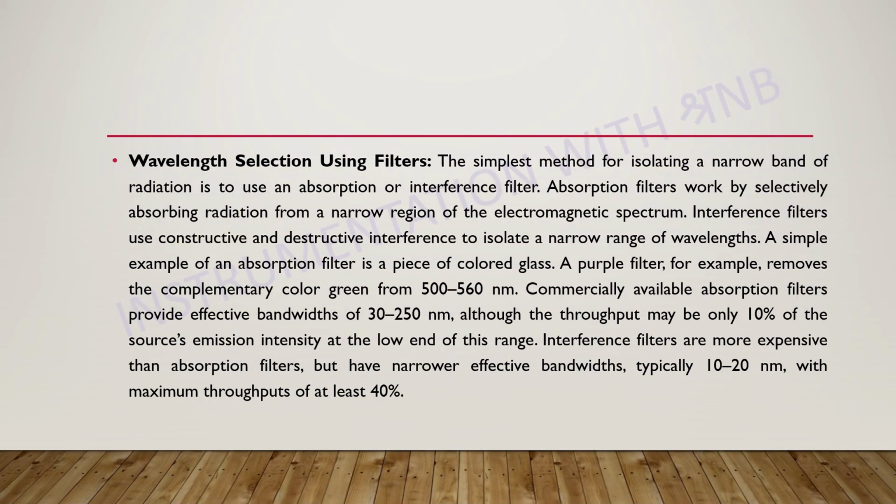Interference filters are more expensive than absorption filters but have a narrower effective bandwidth, typically 10 to 20 nanometer, with a maximum throughput of at least 40%. So if we compare both the filters, the interference filter will be more suitable, but they are expensive.